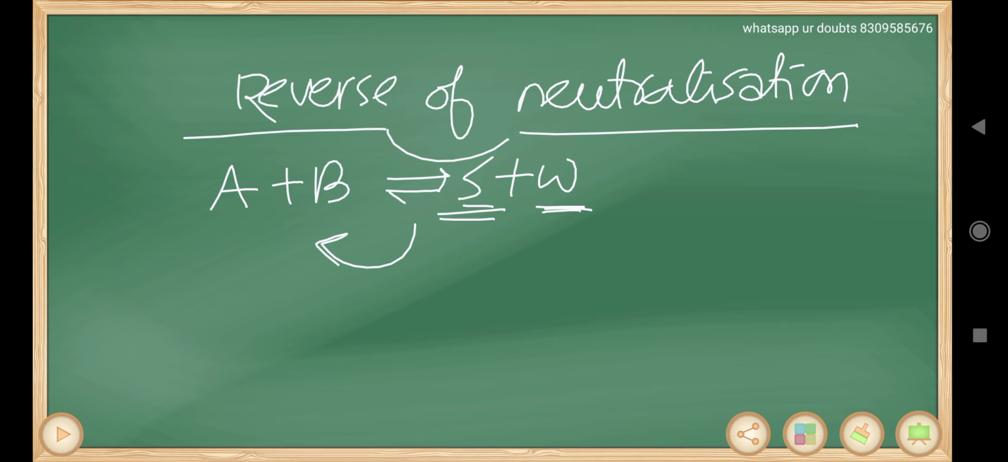For a reversible reaction, the equilibrium constant is known as the hydrolysis constant. Hydrolysis constant is given by Kh. Kh is very similar to the equilibrium constant. We will see one by one.